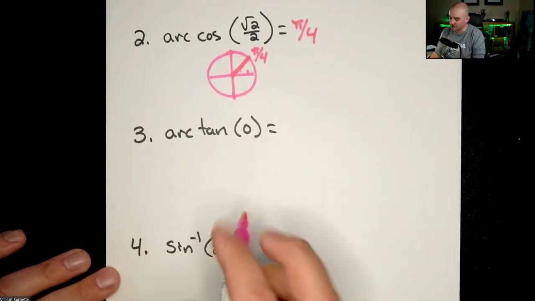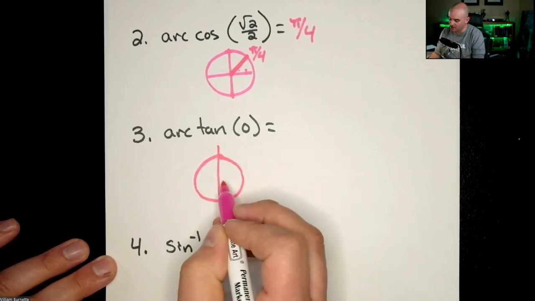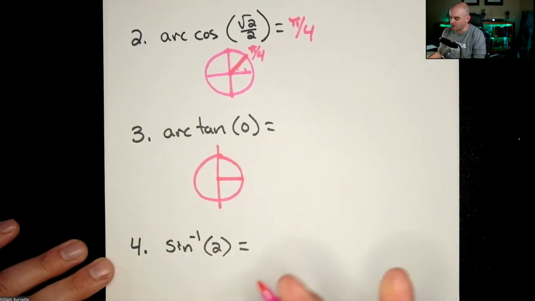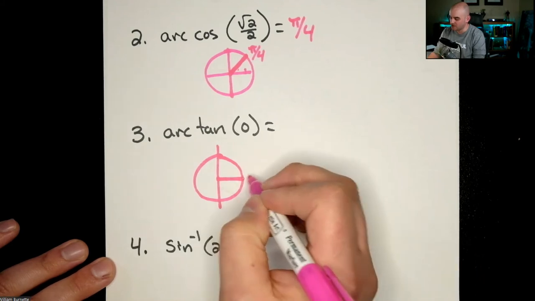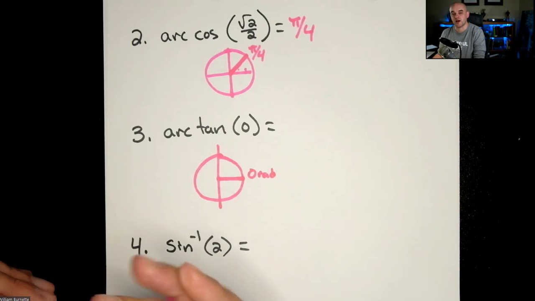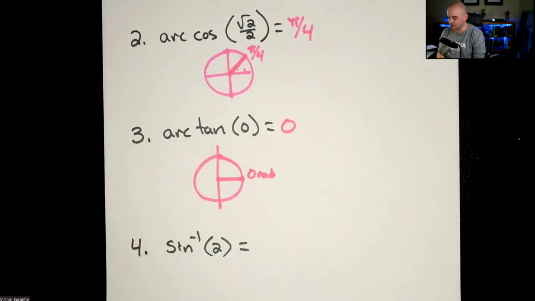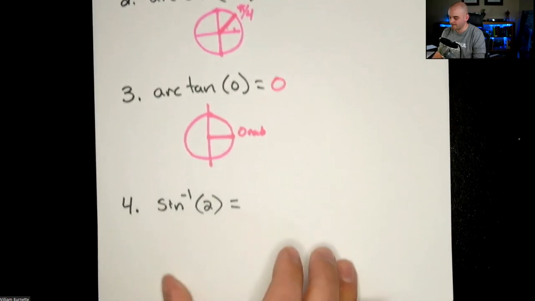Next, the arc tangent of 0. Remember, with tangent, we're restricting ourselves to the right half, and we're thinking about slope. When is the slope equal to 0? It's equal to 0 at 0 radians. Not 2 pi, because 2 pi is bigger than pi over 2. So it's going to be at 0.